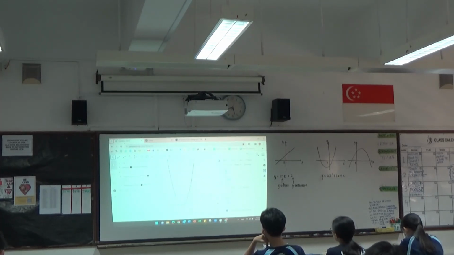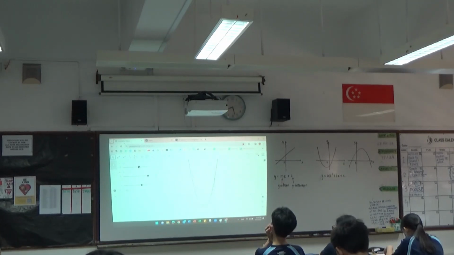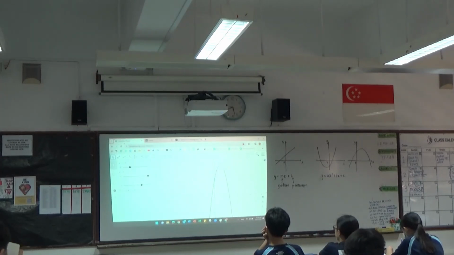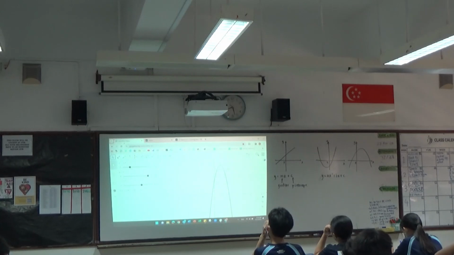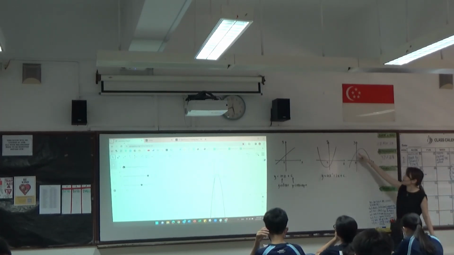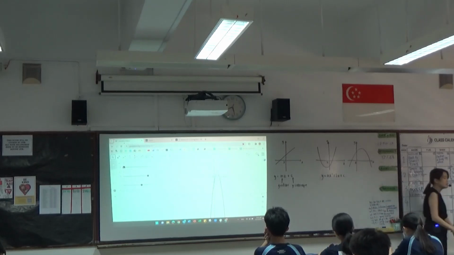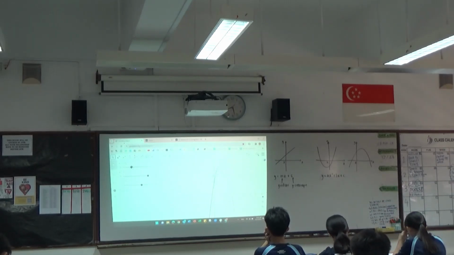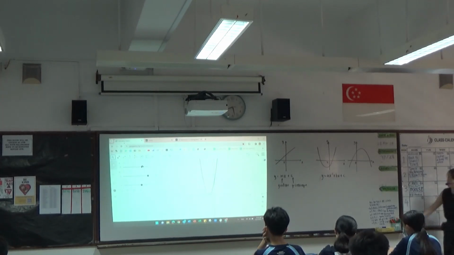Now, what if I change my a to become negative? Let me change this to be between negative 5 and 5. If I reduce my value of a to become negative, notice that my a value is now negative 2.4. The shape of my curve actually changes into the other shape, going downwards. Whereas initially when it was positive, a equals 1.7, my shape was going upwards.